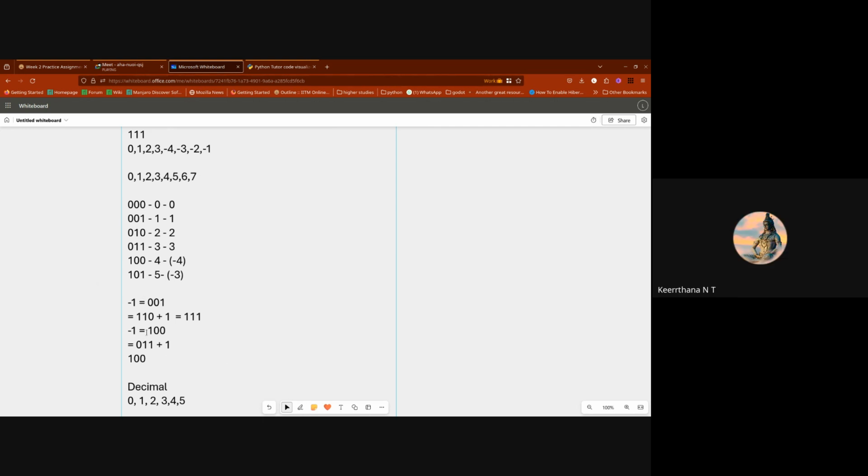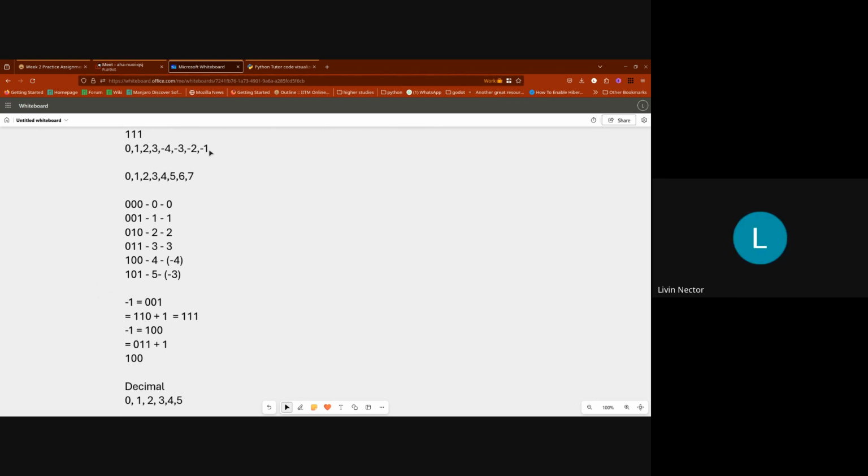Sir, how is it 111? What 111? -1. Oh, this one. Yes, sir. So to convert, if you want to represent -1 with 2's complement, what you do is first represent 1. Usually 1 will be like this one, right? Yes, sir. So this, 001. And then change all the bits, 1 to 0 and 0 to 1. So then you will get this, right?